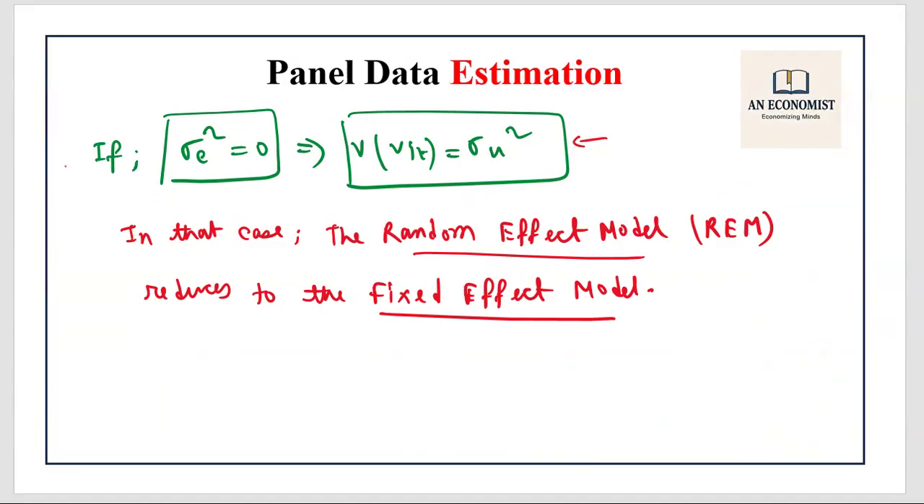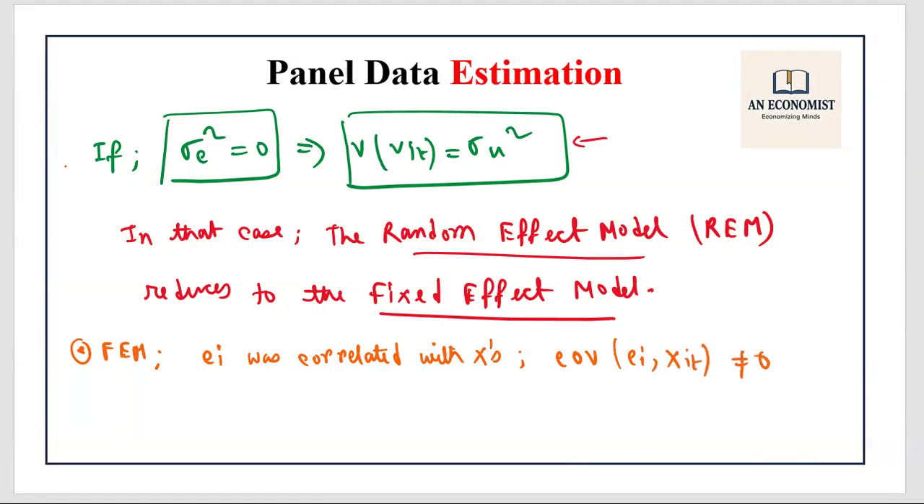Now, for that, one distinction has to be very clearly known. In the fixed effect model, if you remember, when we studied the fixed effect model, I told you that the individual specific unobserved heterogeneity term e_i that we introduced in our model was correlated with the explanatory variables, with the X variable. That is, we had the condition: covariance of e_i and x_it is not equal to 0 in case of the fixed effect model. But the random effect model is different.